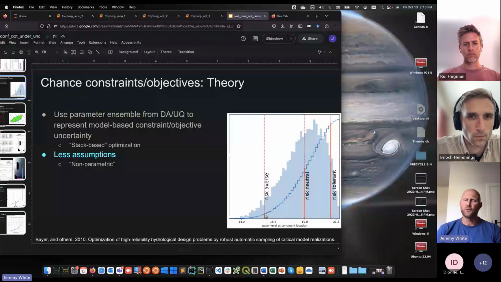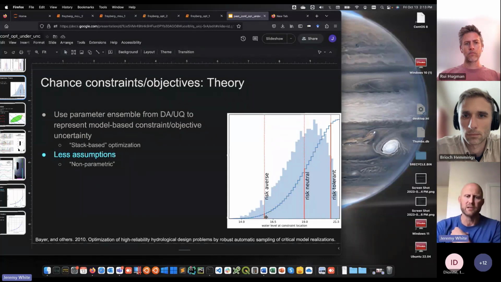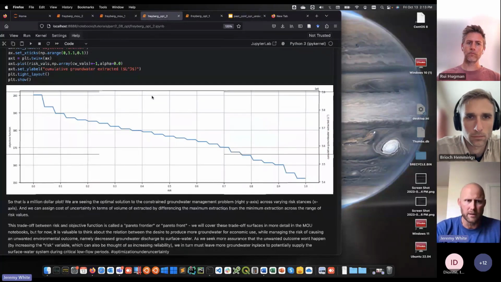And so you feed this sort of ensemble from the UQDA world into the optimization world with something called, they just call it a stack. It's the same thing. It's a parameter ensemble. And so both PEST PPOpt and PEST PPMOU can make use of that same file and queue up those runs for you and process those runs so that you can get this risk flavor when you start to do optimization under uncertainty.